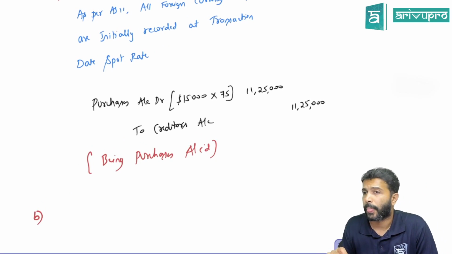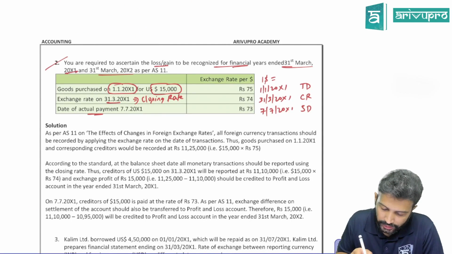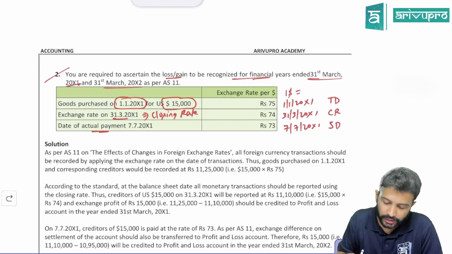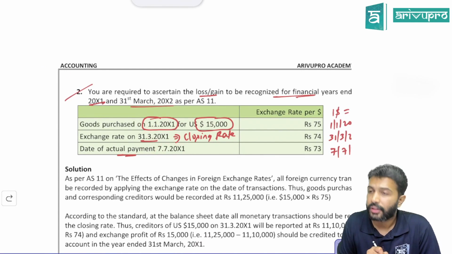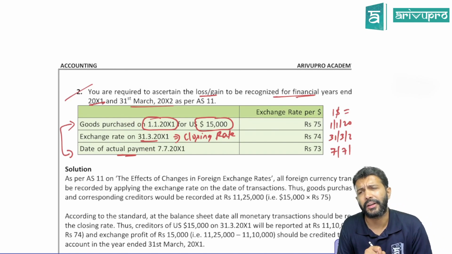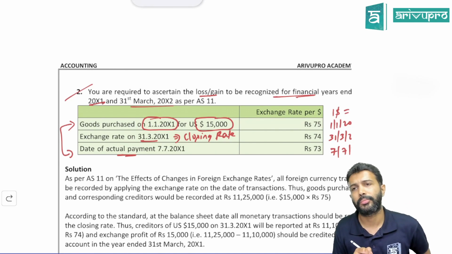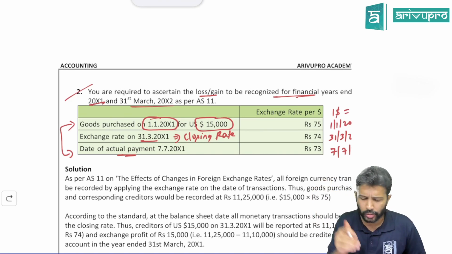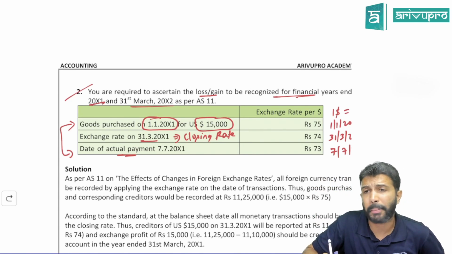Okay, first is over. So check the screen for a minute. You purchased on 1st January. You are settling on 7th July. Between these two dates, is there any important date appearing? Yes, you are closing your books. Before settlement only you are closing the books. On which date? 31st March.